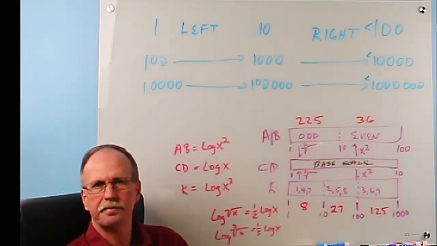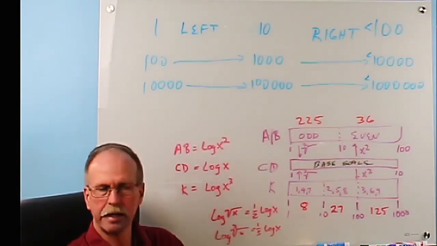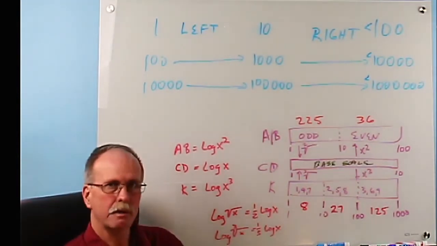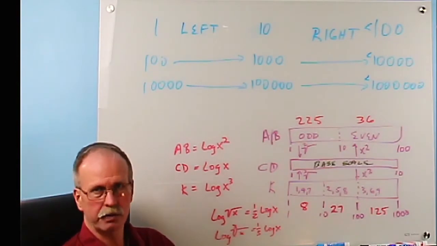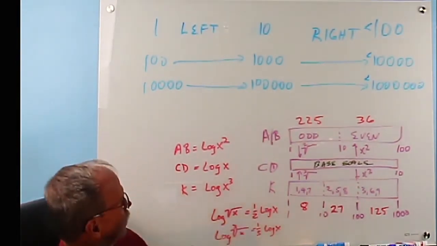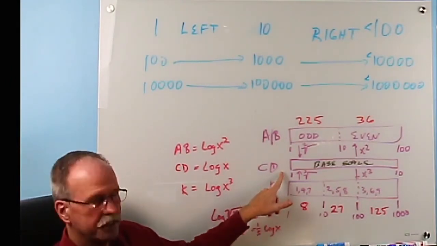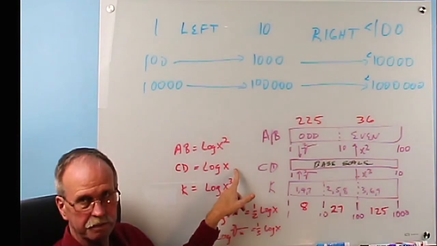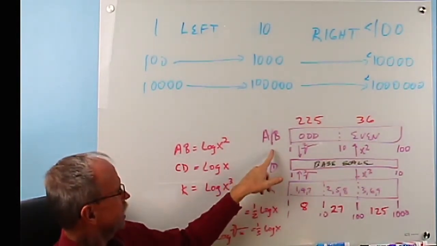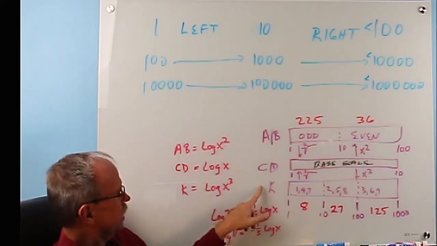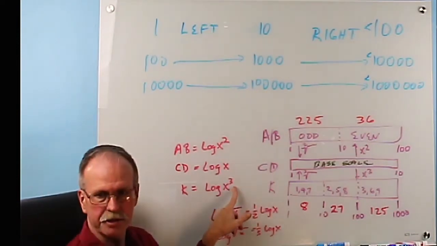Well, like in our last video, I'm going to go over the theory behind how the AB scale and the K scale works, and then we're going to go over and have a look at it on the slide rule so that you can just see it being done. Now, the CD scale is our basic scale on a slide rule, and that is the log of x. The AB scale is actually the log of x squared, and the K scale is the log of x cubed.